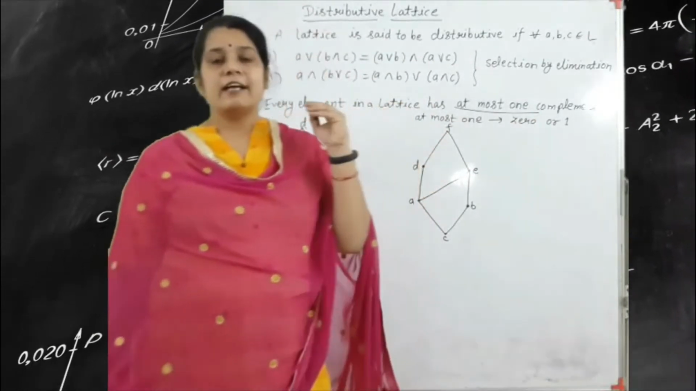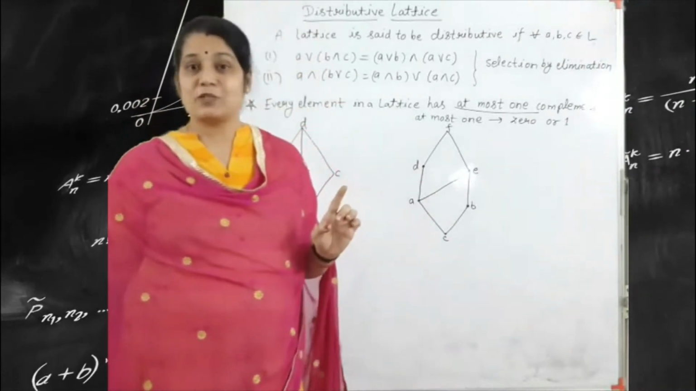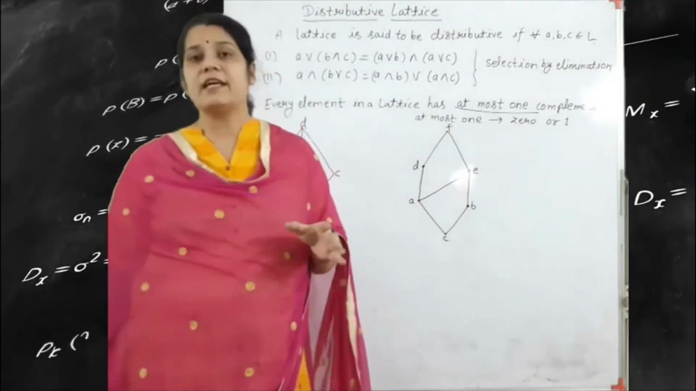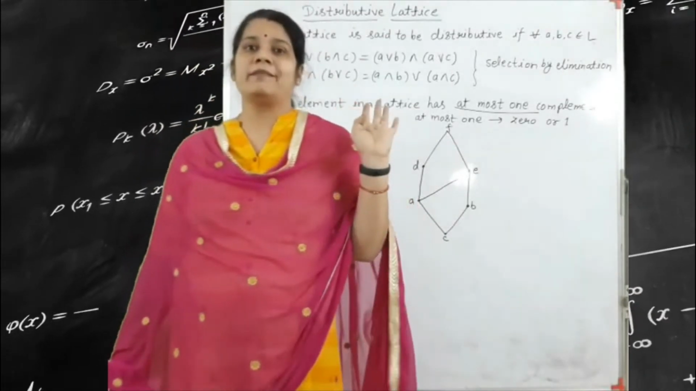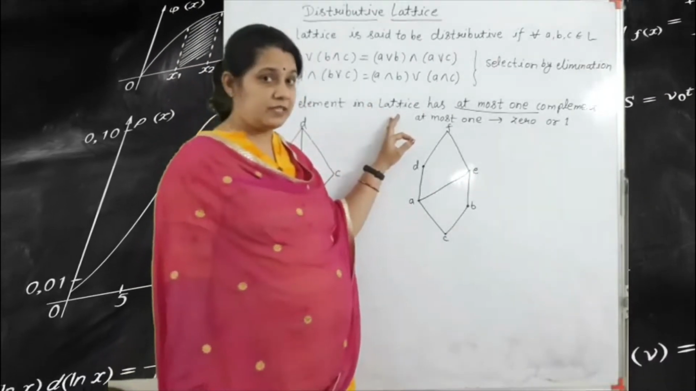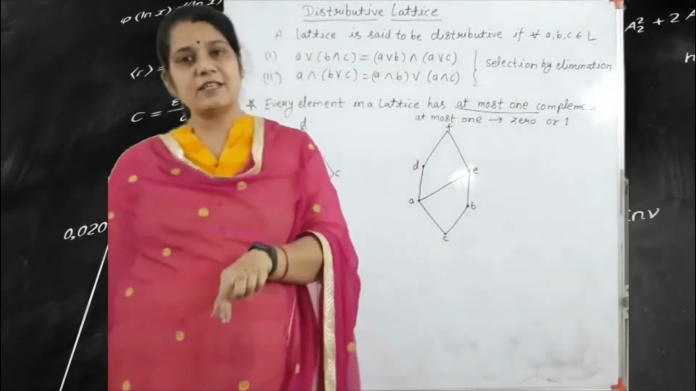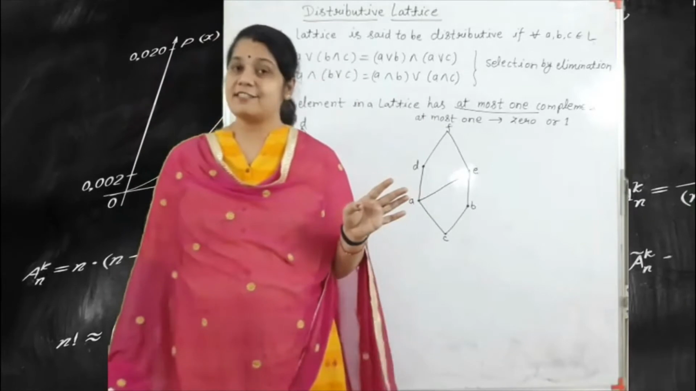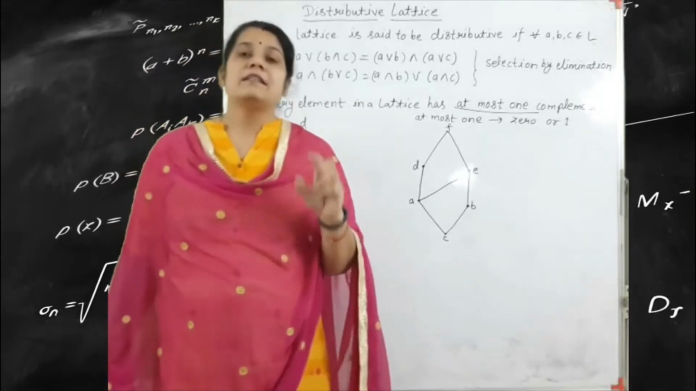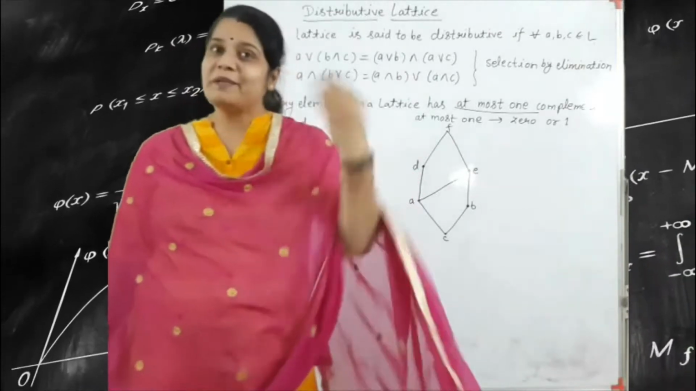If an element has more than one complement, then this is not a distributive lattice. So always look for the opposite: if you find any element with more than one complement, this is not a distributive lattice. According to the shortcut, at most one, that means either 0 or 1, we can say that this is a distributive lattice. But if more than one complement is present in your lattice, this is not a distributive lattice. So this is the complemented lattice.